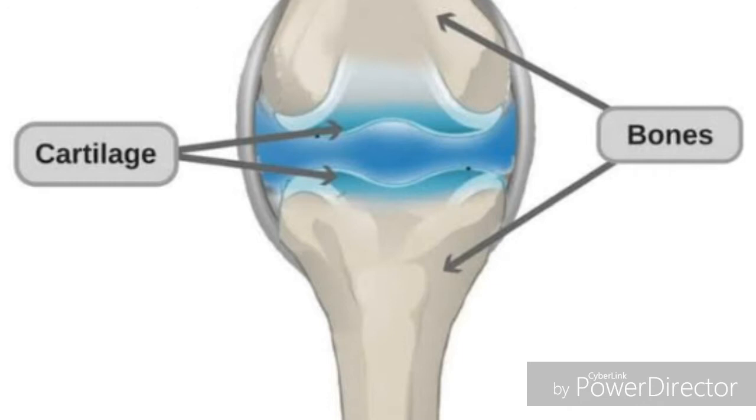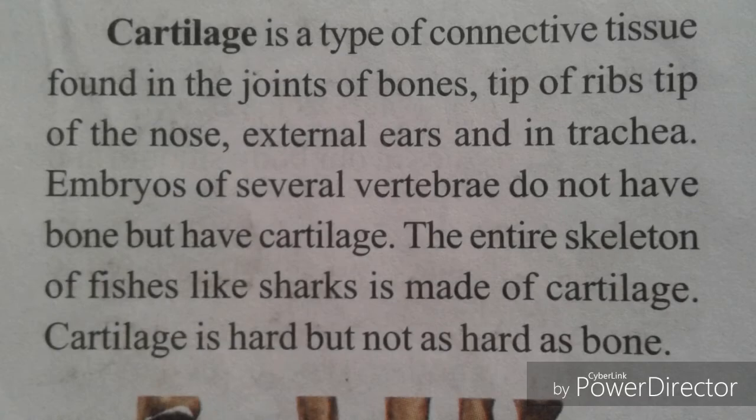Another type of connective tissue is cartilage. Cartilage is not as hard as bone. It is flexible. This cartilage is present in joints of bones, ends of ribs, in rib cage, the tip of the nose, the external ears we call pinna, and in the tracheal tube, windpipe. In these particular parts of the body, cartilage is present.